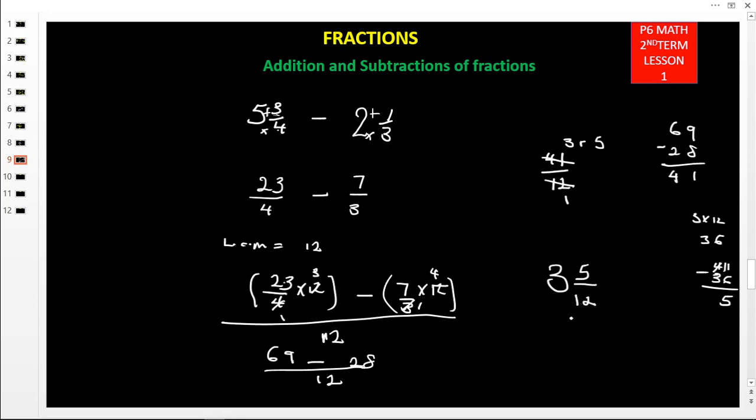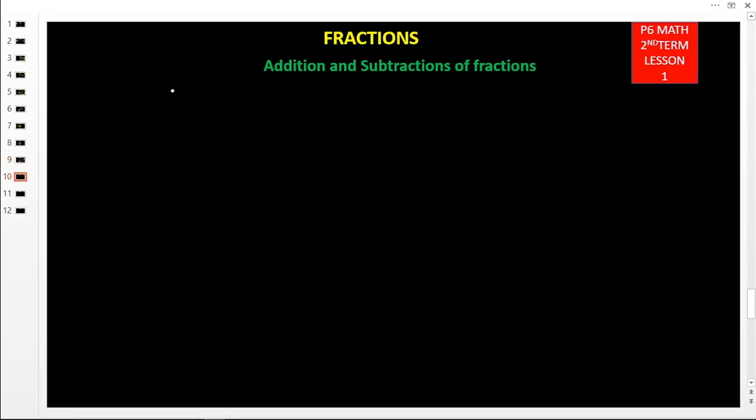So I hope you've understood the lesson. So let us go to the activity. So our number one is saying add the following fractions. Add the following fractions. So we have part A, we are having a quarter plus an eighth.